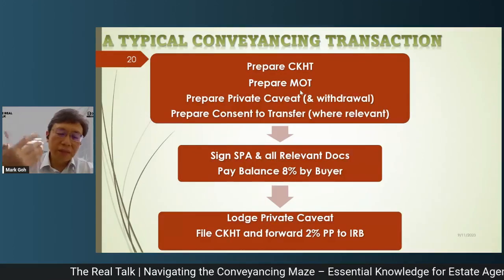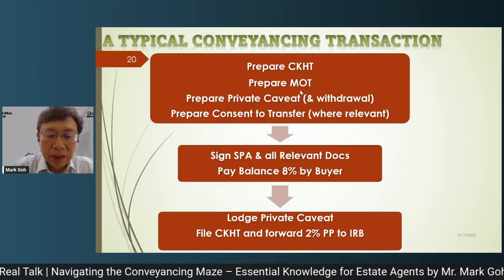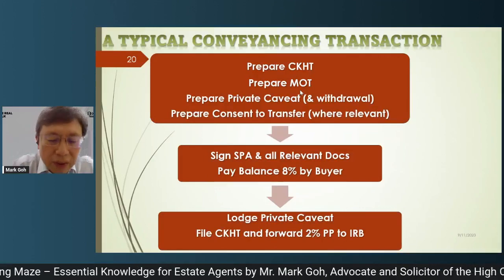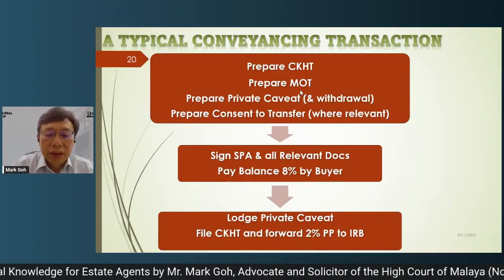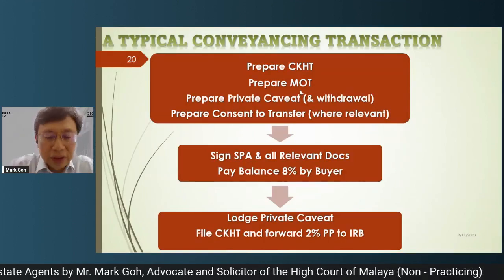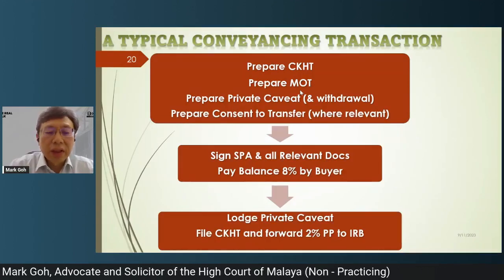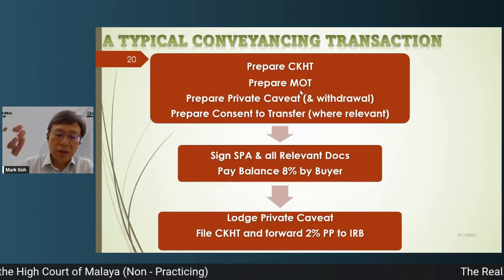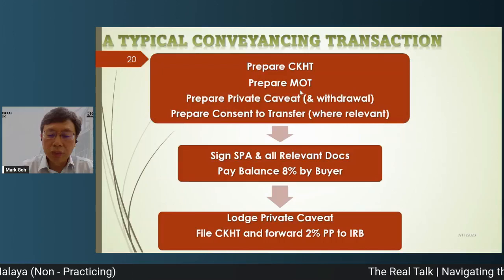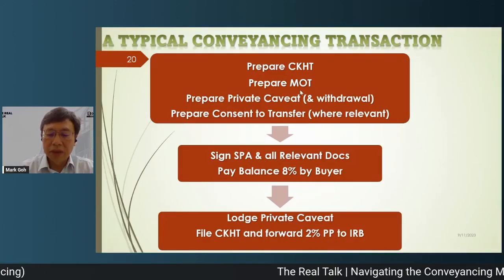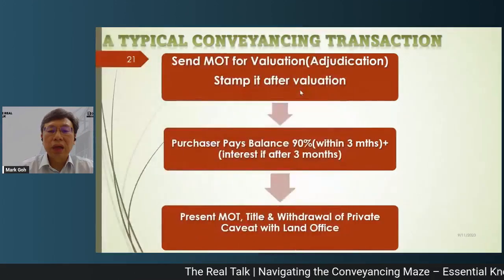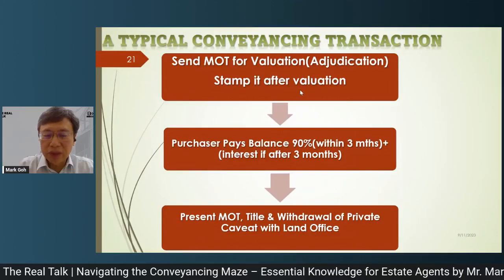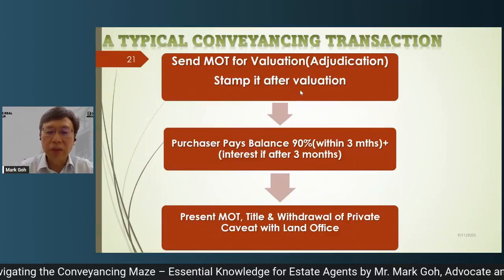So during signing, pay the balance purchase 8% to the buyer. After that, immediately lodge a private caveat, okay, to protect the buyer's interest, because got evidence already, S&P. File the CKHT, forward the 2% balance purchase price to the IRB, then get it stamped. Okay, get it valued first. Once it's valued, then stamp it after valuation.